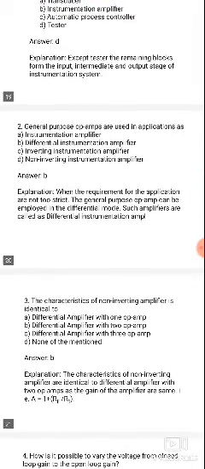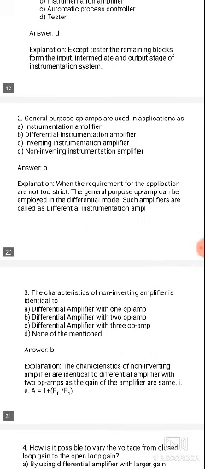Next, the general purpose op amps are used in applications as an instrumentation amplifier: differential instrumentation amplifier, inverting instrumentation amplifier, or non-inverting instrumentation amplifier. The general purpose op amps used in applications, the answer is the differential instrumentation amplifier.